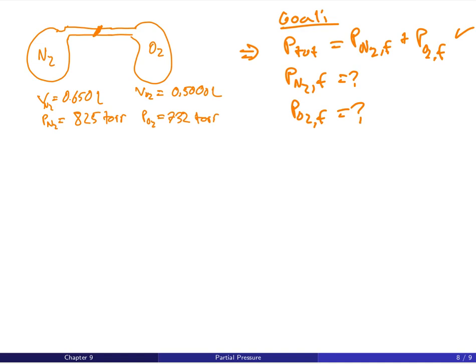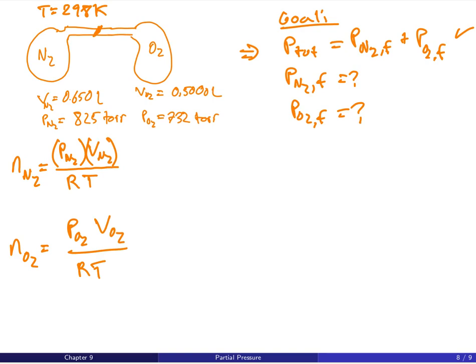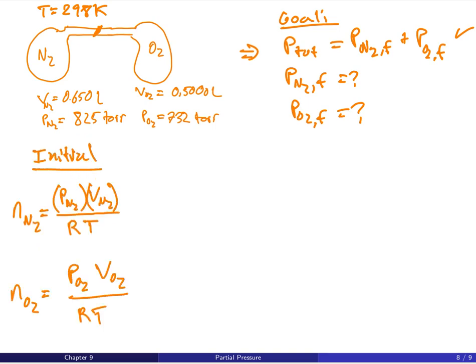Okay, so for solving this problem, what we're going to do is go ahead and use PV equals nRT. We know that we're at 298 Kelvin. So we're going to use PV equals nRT to solve for the number of moles of each of these gases. We'll write out an expression, again, just looking at the initial conditions here. We'll make note of that. So looking at just the initial conditions, we're going to use what's given in the problem to figure out, before we do anything else, how many moles of each type of these gas molecules do we have.